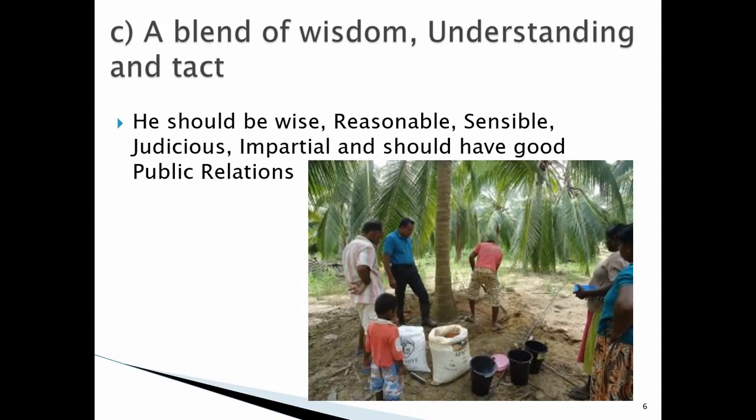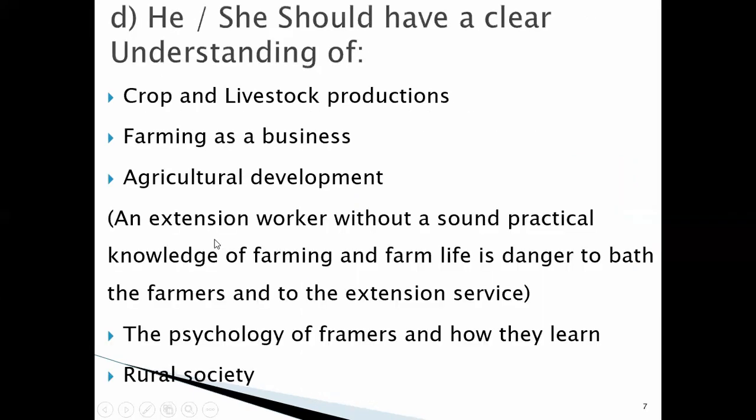You should have public relations, because if you are connected with only one or two sets of people, you don't know. We have to get an idea about everyone, then only can we fix things. Otherwise the thing will be partial, right? So you should have good relationships. And finally, he or she should have a clear understanding about crop and livestock production. That is the thing you are studying, right? So you should have a clear understanding.